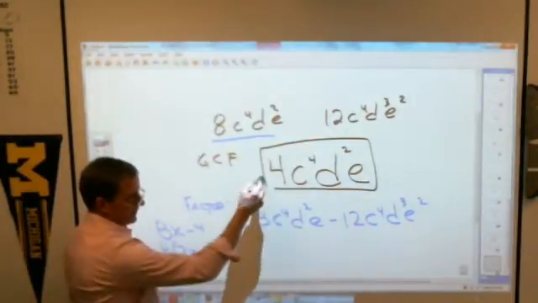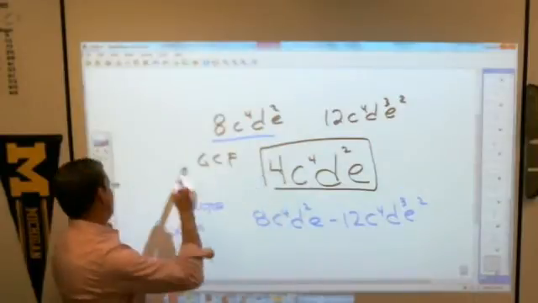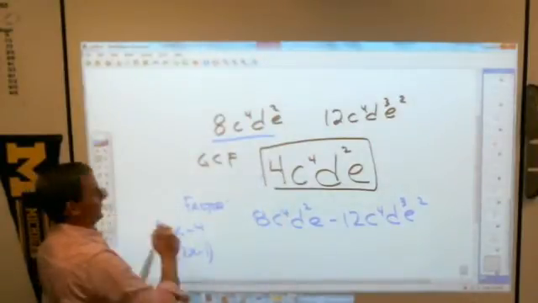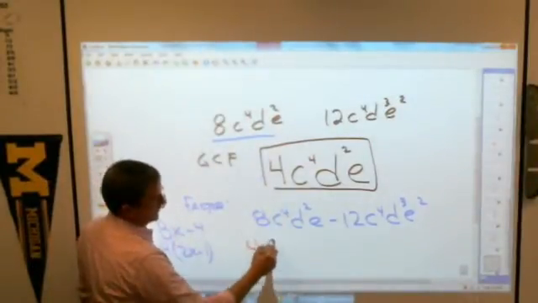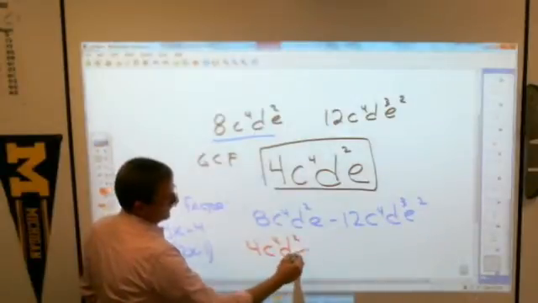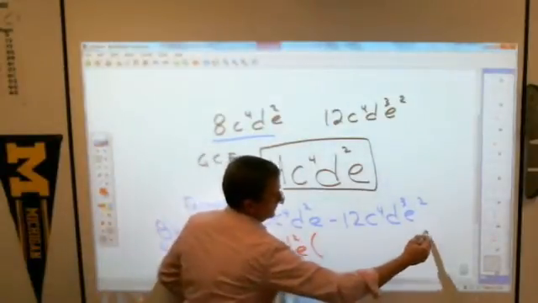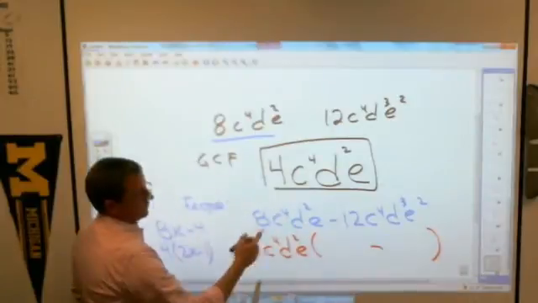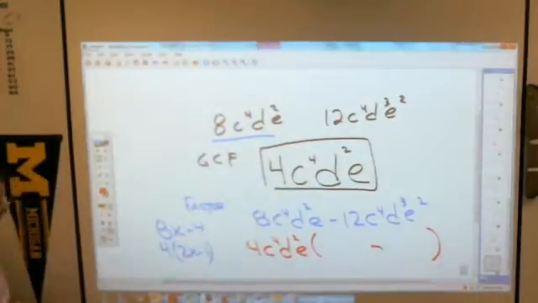Well, that's the same thing we're doing here, except it's a little bit more complicated. We already found the greatest common factor. We are going to factor that out. So you write that down. You write 4c to the fourth d squared e, and then you're going to have parentheses with whatever's left when you take that out of there.